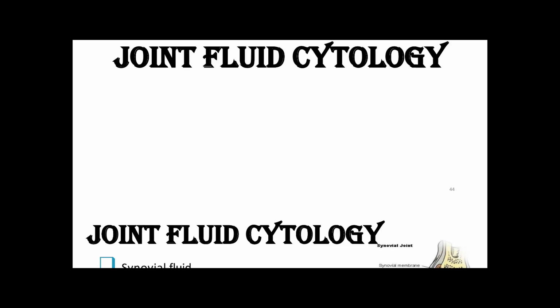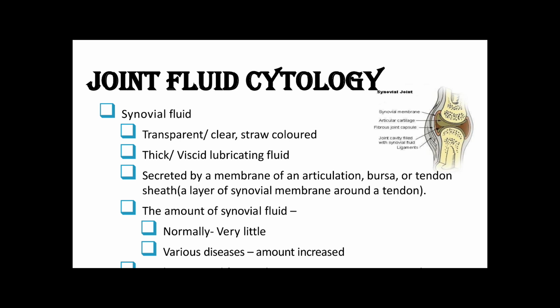Now we will move into joint fluid cytology. The first one is synovial fluid. Synovial fluid is formed by ultrafiltration of the plasma admixed with synovial cells, which line the joint cavities, and the connective tissue mucin. It provides nutrition to the joint and acts as a lubricant.